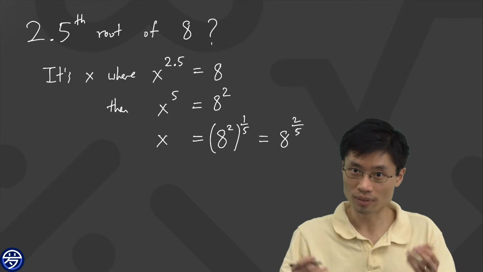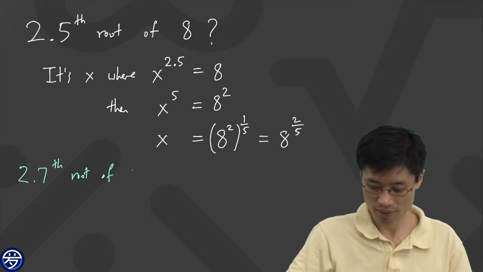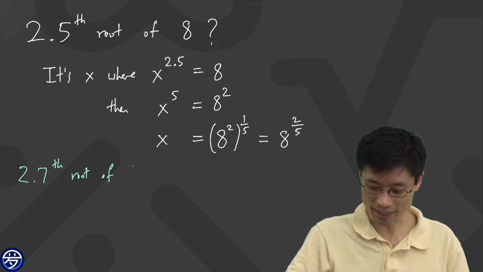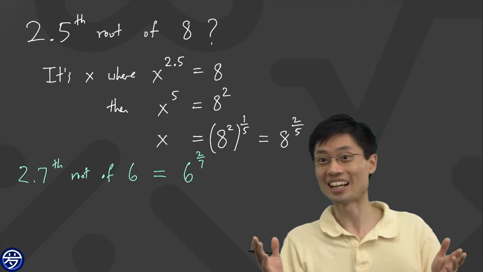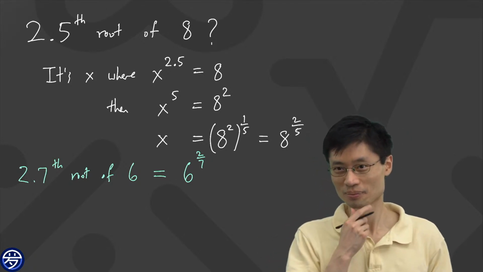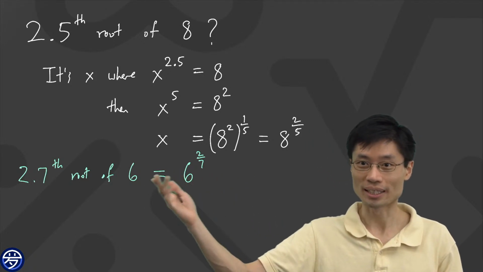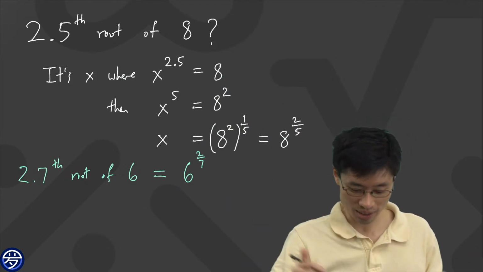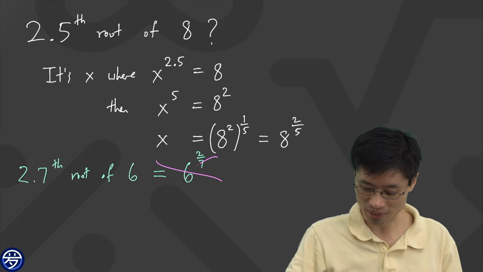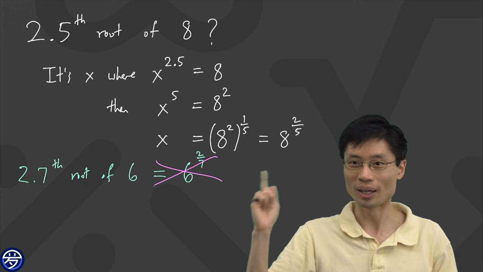Now that we've learned this, if you ever want to know the 2.7th root of, let's make up some number, 6, it's equal to 6 to the power 2/7, right? No, that's not the pattern. Actually, that's not right. I just wanted to emphasize this because it looks like I just took 2.5 and took 2 over 5. But no. Don't try this at home. This is wrong. Don't do this. Where did the 2/5 come from?